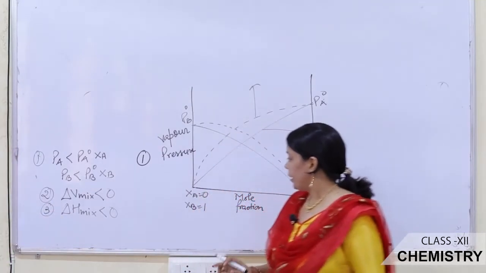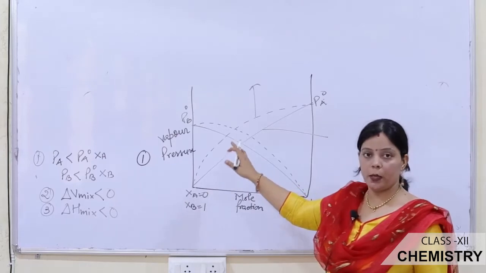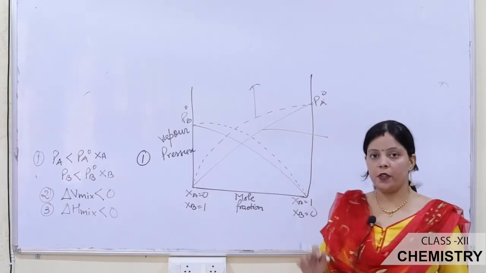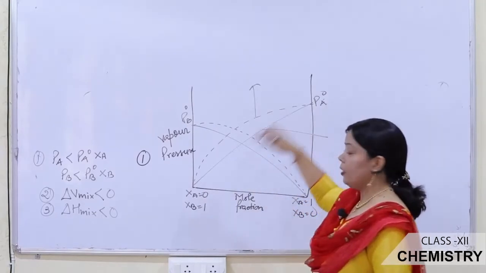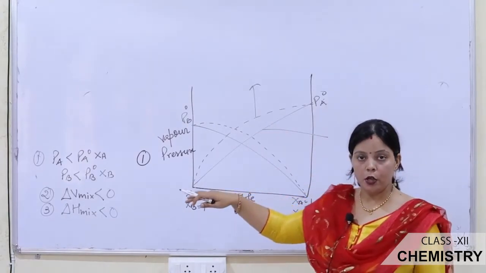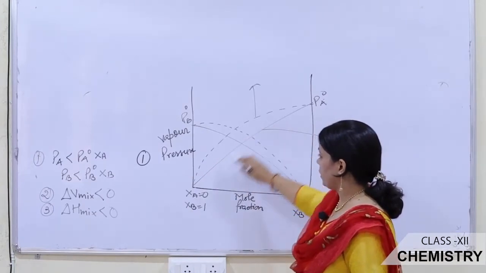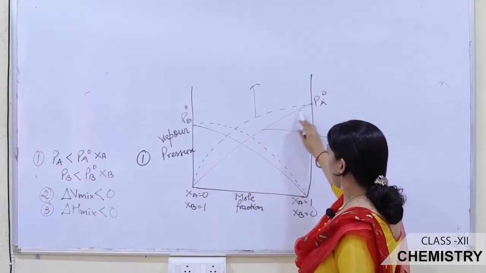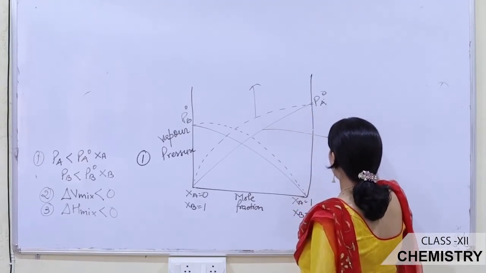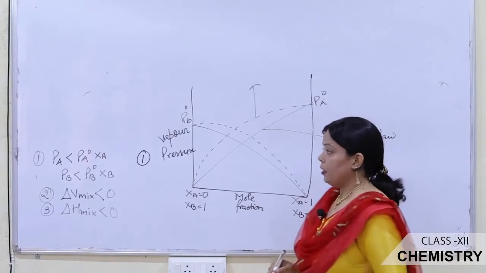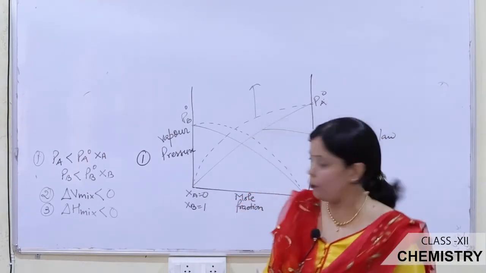Now students, let us understand the non-ideal solution showing positive and negative deviation with the help of this graph. This is the graph which I have already drawn in the case of Raoult's law. In this condition, the non-ideal solution shows positive deviation. This line is in accordance with Raoult's law, it follows Raoult's law. It means the partial vapor pressure of the component is directly proportional to the mole fraction.